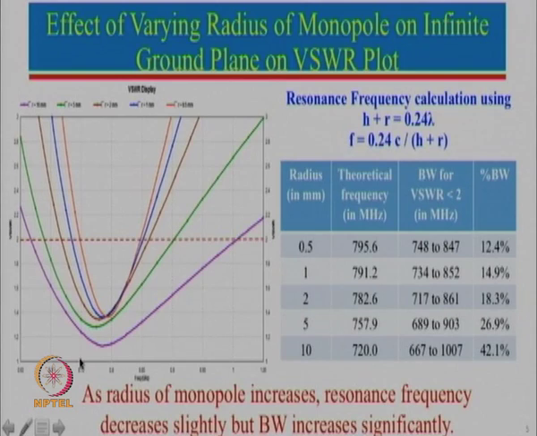So you can see that this is the curve over here, and even if you do not require a very large bandwidth, still sometimes it is advisable to use a slightly thicker antenna. For example, even though the required bandwidth is small, over this bandwidth the VSWR will be much lower, which is actually good. So taking a larger diameter is always a good idea.